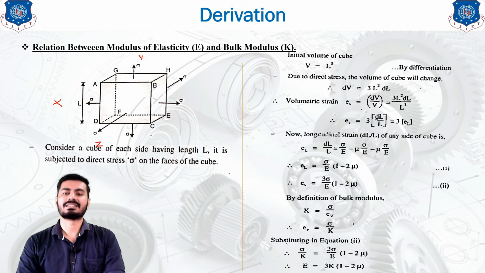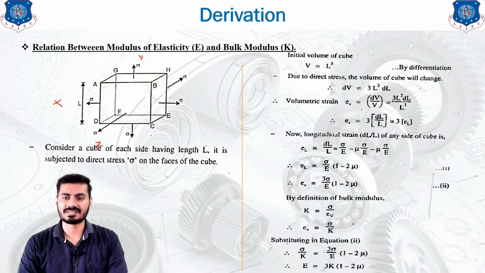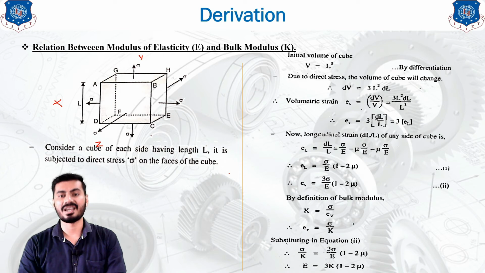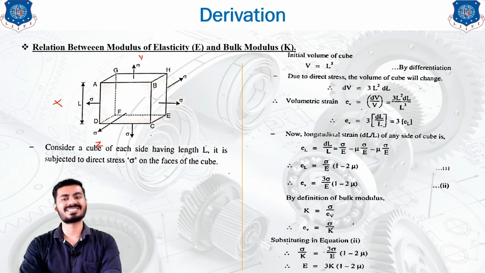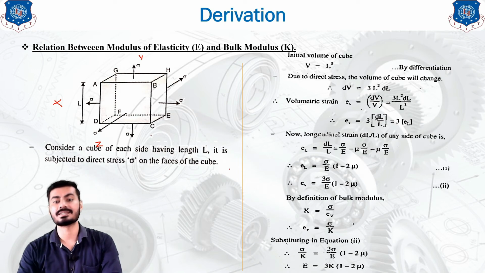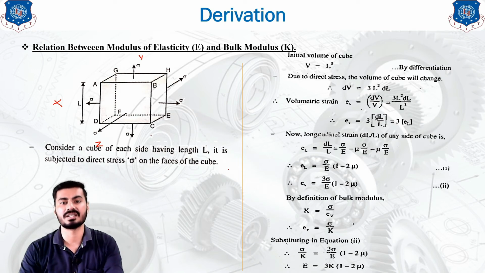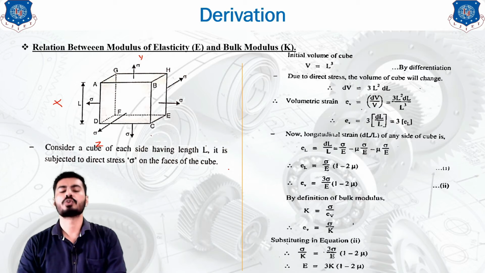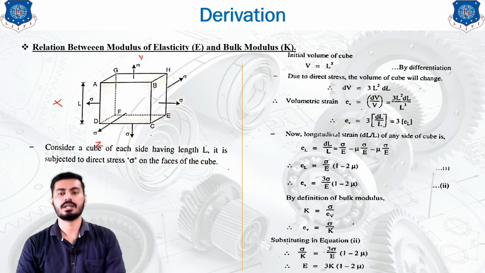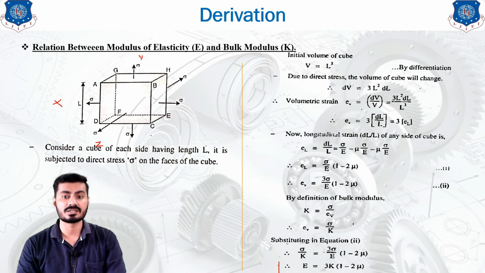Now, sigma by K and 3 sigma, on both sides sigma is common, so you can easily cancel it out to simplify this equation. By cancelling it out and making E the subject, because we need to establish the relationship with the Young's modulus, E equals 3 times K into (1 minus 2 mu). So this is our basic relationship between the Young's modulus and the bulk modulus.